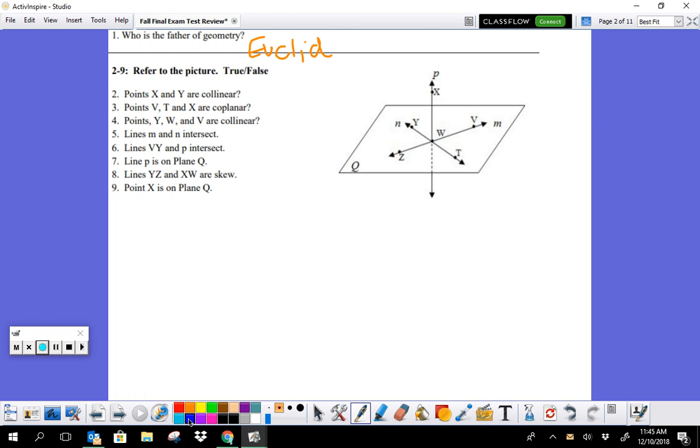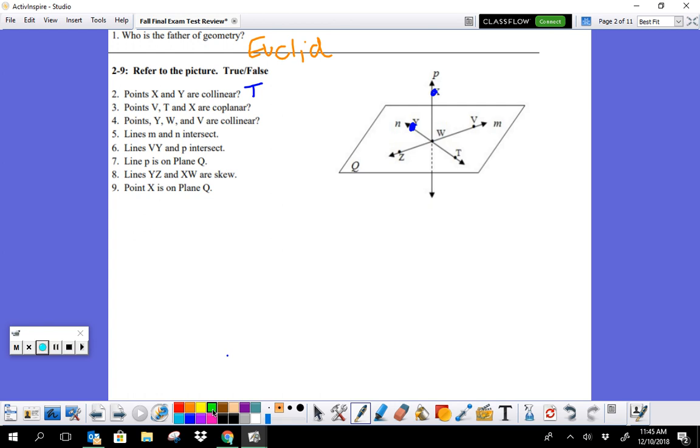So number 2, x and y are collinear. And here's the deal, y'all. Any 2 points can be collinear. So actually, I don't even need to look at the picture. The picture might actually just confuse me more. So if you look at x and y right here, I know you do not see a line connecting those on the picture, but any 2 points can make a line. So that is going to be true. I know that is hard to understand, but you have to understand that.